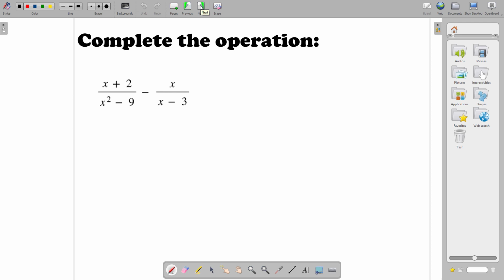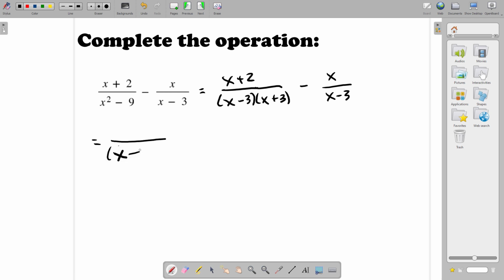Okay, here we're going to need to do a little bit of factoring first. So I know that x squared minus 9 is the difference of 2 squares. If you need help with difference of 2 squares, watch my video on the difference of 2 squares. It's very helpful. And this is unchanged. So now my common denominator has to have these two factors in it. So that's going to be x minus 3 times x plus 3.